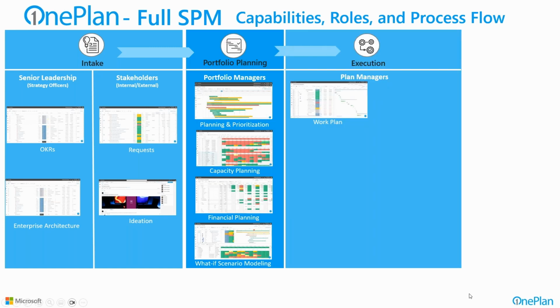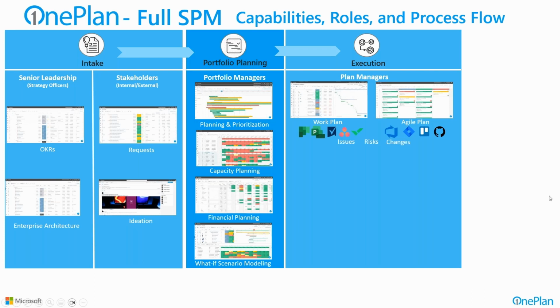On the execution side, OnePlan does have work plan and agile plan capabilities, both from a waterfall and agile perspective. But for the purposes of our conversation today, we can have Smartsheet data basically pulled in automatically into OnePlan so it will roll up into that portfolio on an automated basis, and augment that with things like issue tracking, risk management, change requests and change management, and pull that all under one umbrella into one portfolio hub.